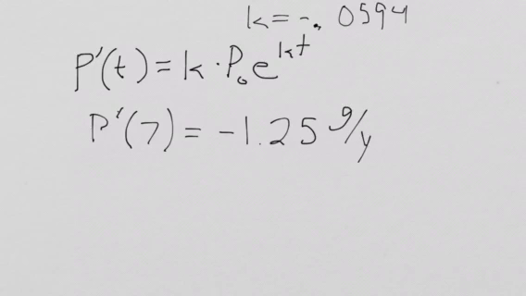grams per year. And then the units come from grams, which is just your amount, and then when you have a derivative, you do amount per time. In this example, the only time we've been using is years, so we'll use years.